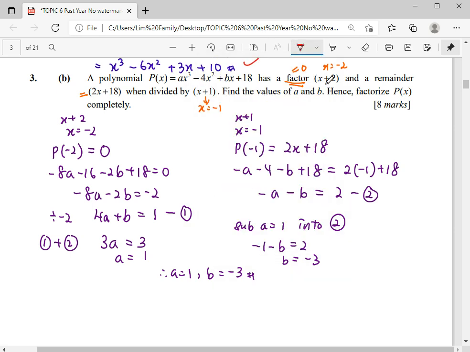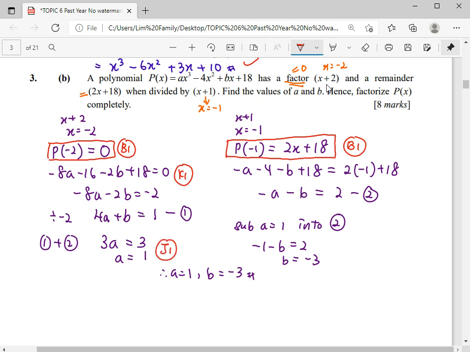So you can notice here, writing our factor theorem and writing our remainder theorem will give you a basic 1 mark. Then the calculation of substituting, forming these two equations, and you solve for a and b.